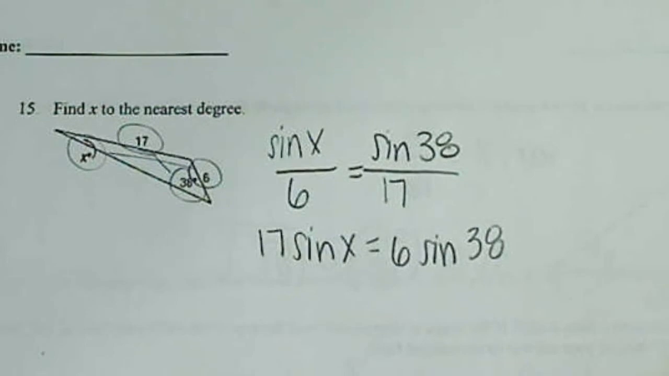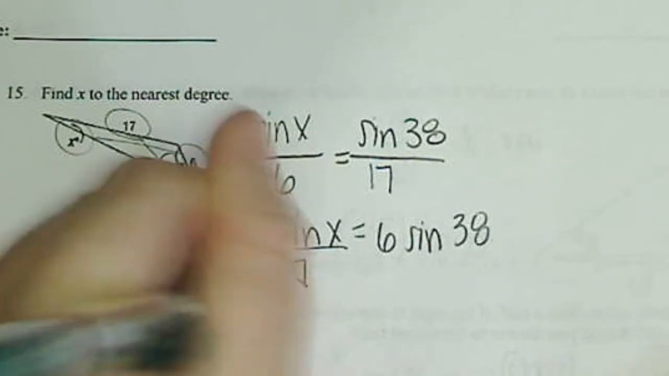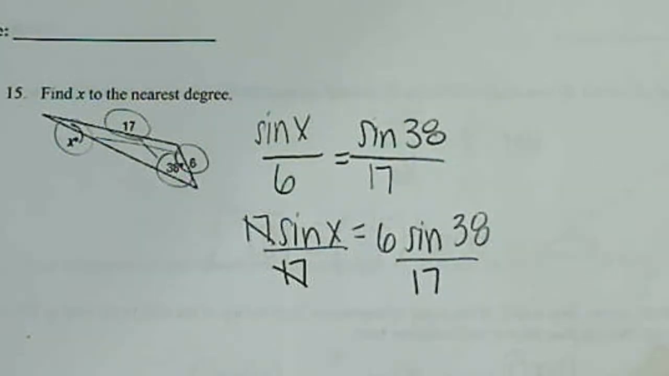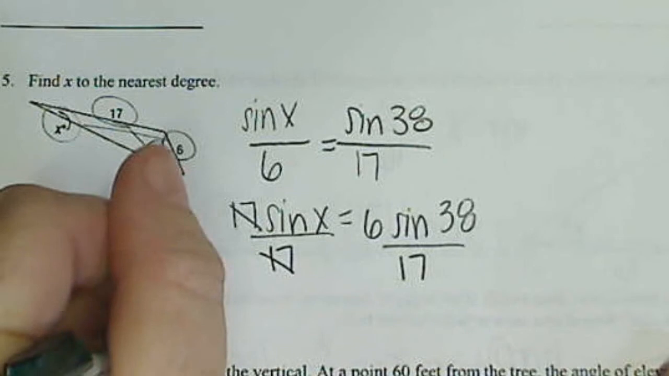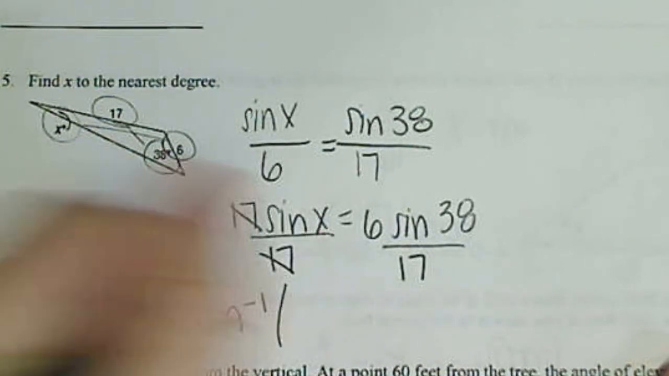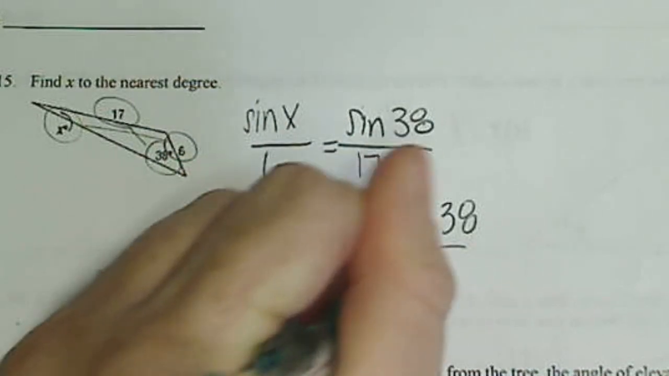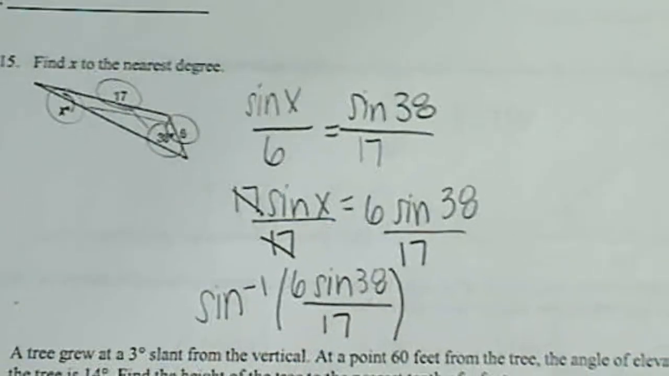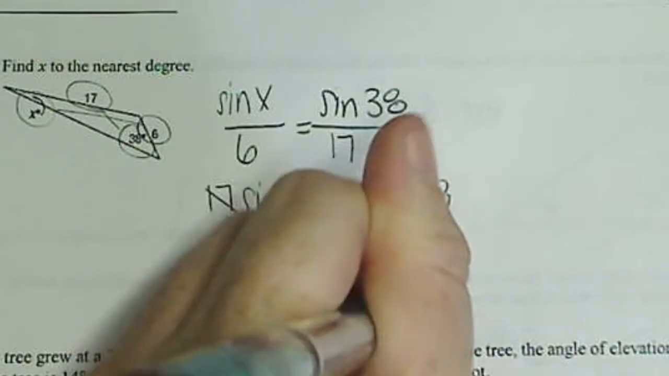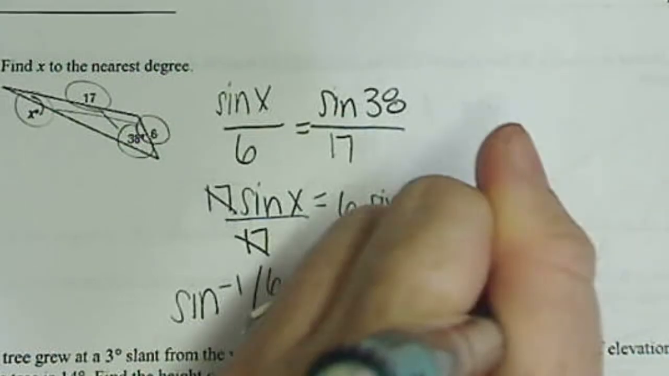Okay, how can I get x by itself? First, let's get rid of the 17. Okay, now since I have the sine of x and I want to find the angle, remember, want to find the angle, do the inverse. So, inverse sine of this whole thing. 6 sine 38 over 17, and it says round to the nearest degree. So when you put it in, you'll get 12.5. So round that up to 13 degrees.